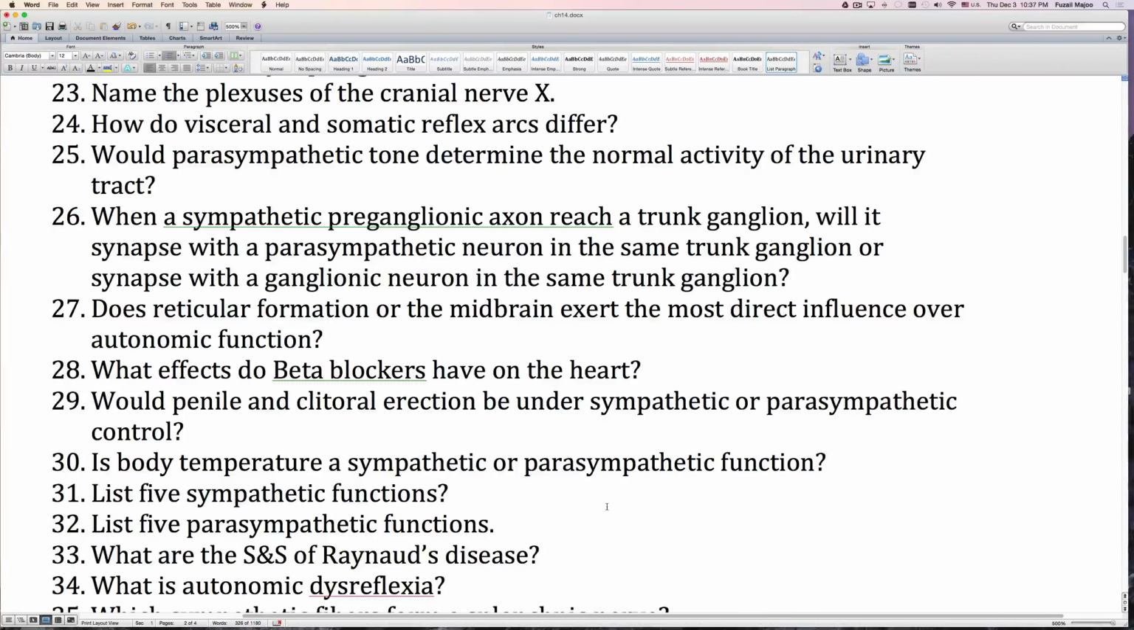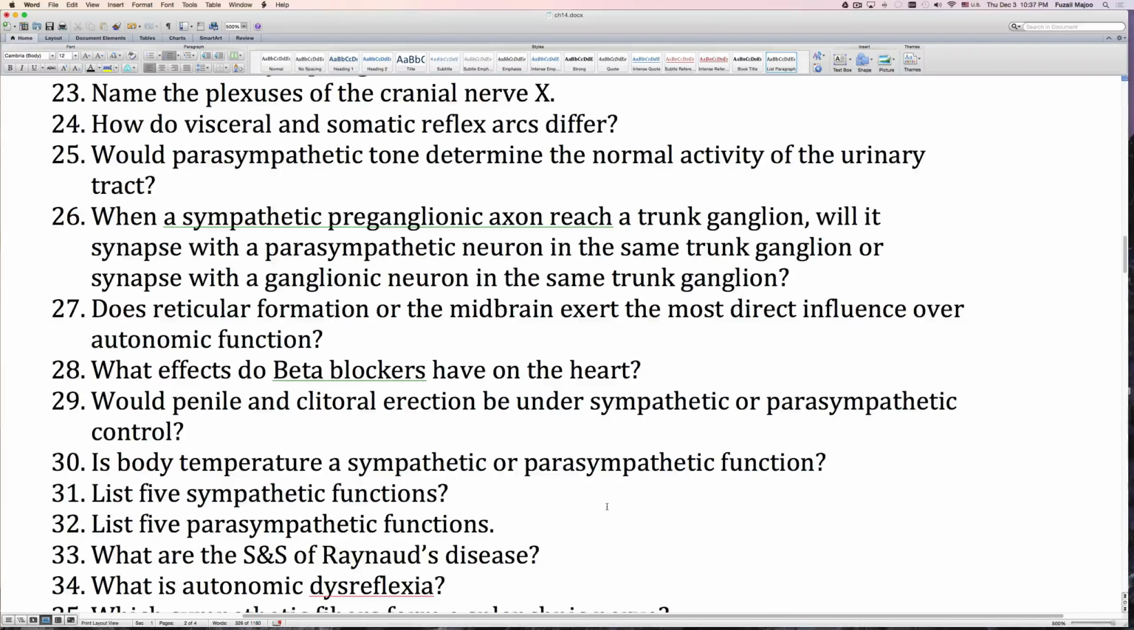But remember, one of the ways that you can remember sympathetic from parasympathetic: sympathetic starts with the letter S, parasympathetic starts with the letter P, and stress also starts with S, and peace also starts with P. So for sympathetic functions, think about what happens to your body under stress, and for parasympathetic functions, think about what happens to your body when you're at peace. I'm not going to give the answers for you to look up, but this is a good way to remember sympathetic and parasympathetic. Think of stress and peace.